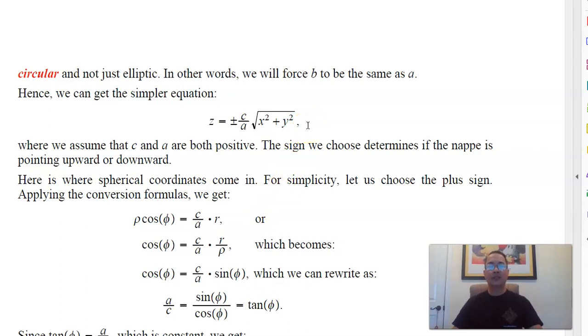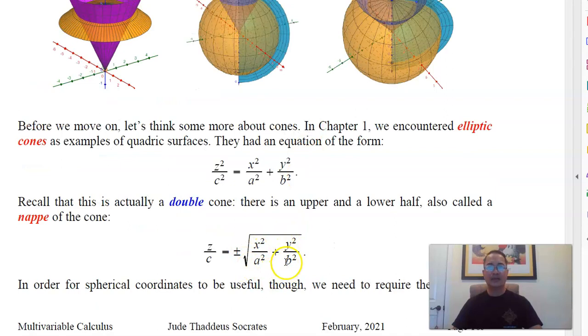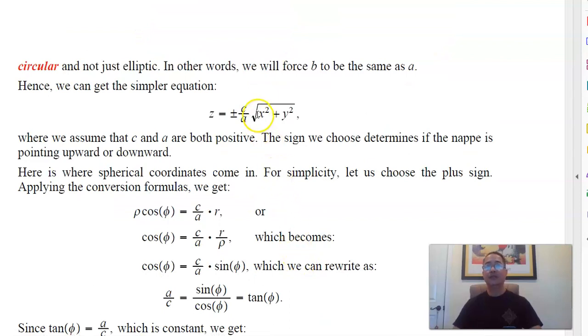Because we want to be in spherical coordinates and we don't want anything ugly inside our radical, we want it to simplify nicely. So we're going to require the cone to be circular, not just elliptical. Therefore, A and B should be the same. And so we can take A outside of the square root. And guess what? We saw that before. That is the r in polar coordinates.